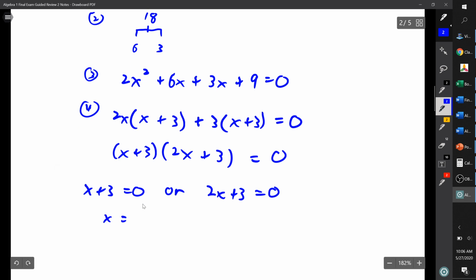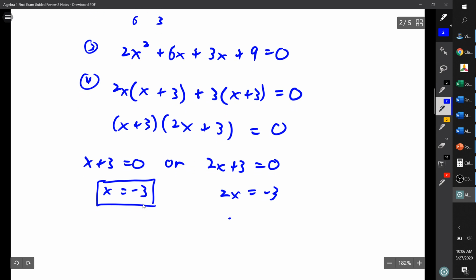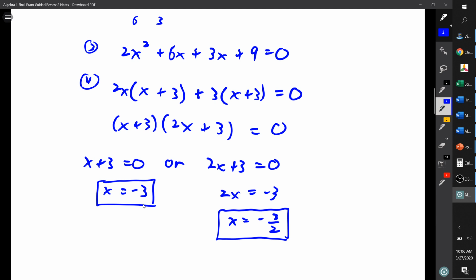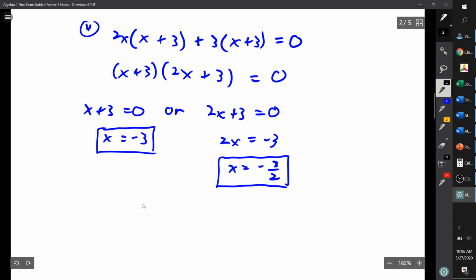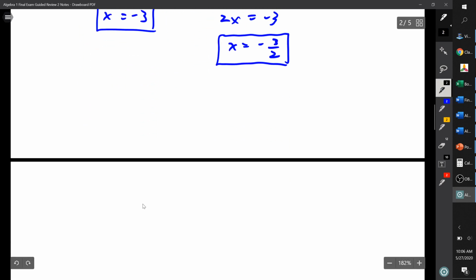This one, subtract 3 from both sides. I just get x equals negative 3. This one, I subtract 3 from both sides. I get 2x equals negative 3. Divide both sides by 2. So I get x equals negative 3 halves. And that is my solution. If I plug those back into the original equation, they would make the equation true. All right, that's number 4. Number 5, I'll go on to the next page.